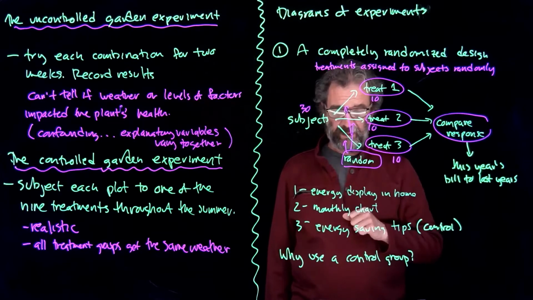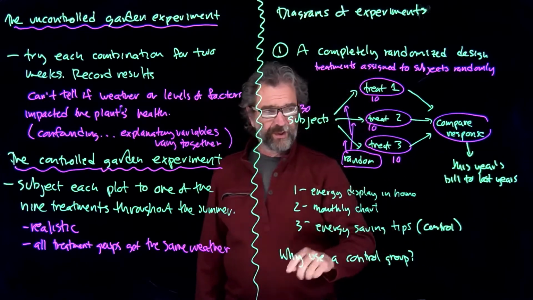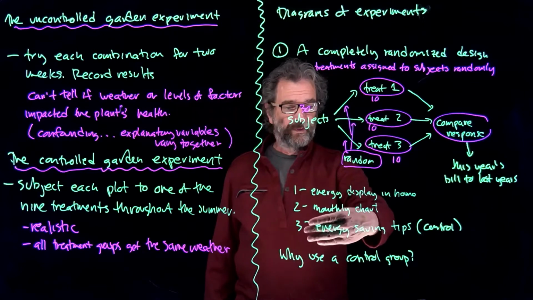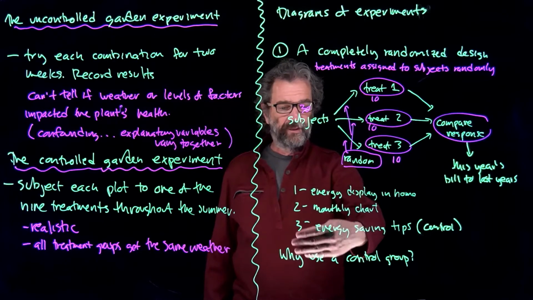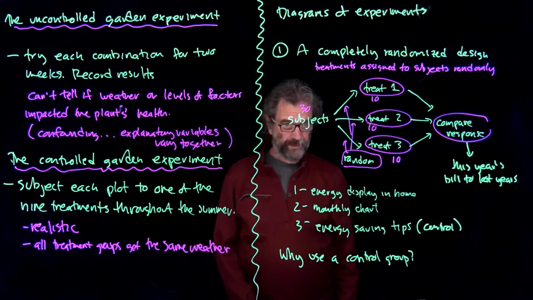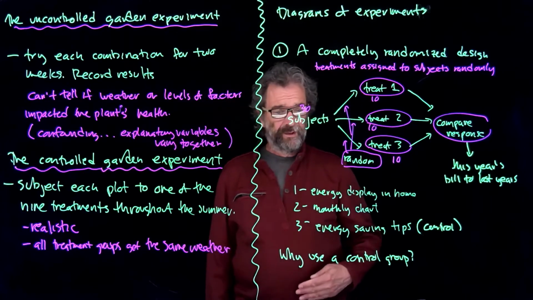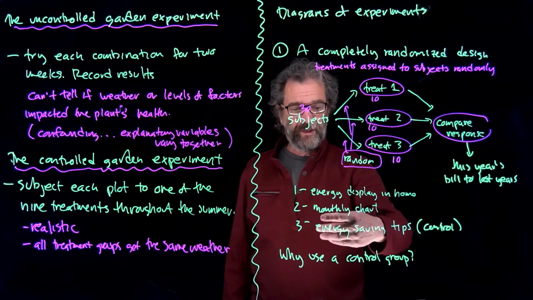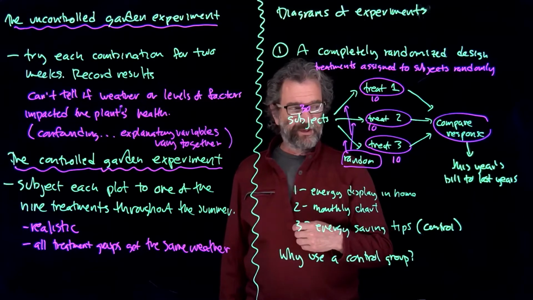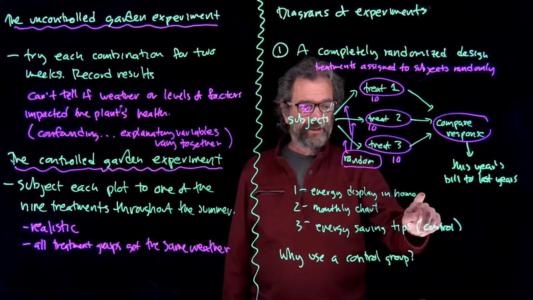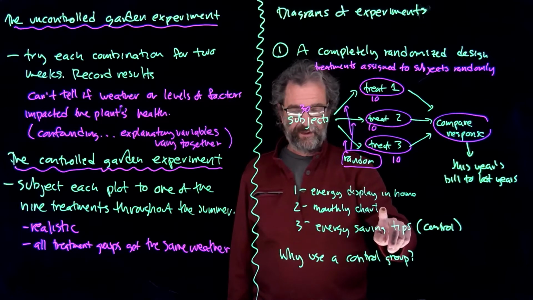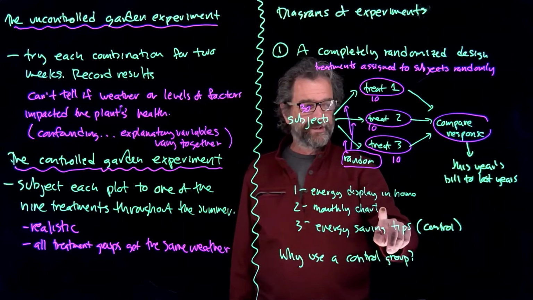Okay. So the question is, why use a control group? Why not just have 2 treatments, energy display in home and a monthly chart? You want to do something. What's the point of the control group? And the problem is, you would like to be able to say that these treatments actually caused an impact. And just because this year's bill was smaller than last year's bill doesn't mean these things did anything. They may have done nothing. It might have been that it was just a kind of weather where you use less energy.